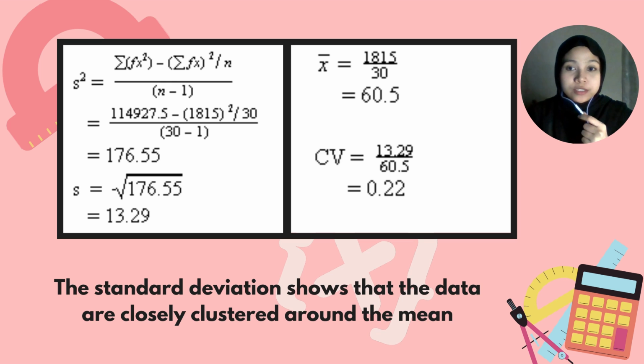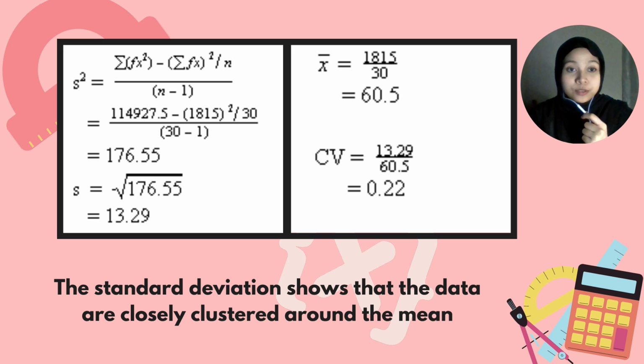And then we're just going to put all of the values inside the variance equation. The variance equation is on the upper left, which is s squared equals to total fx squared minus (total fx) squared over n, divided by n minus 1. And then we just put all the data in, and the answer is 176.55. And then to find the standard deviation, we just square root the variance, and we got 13.29.